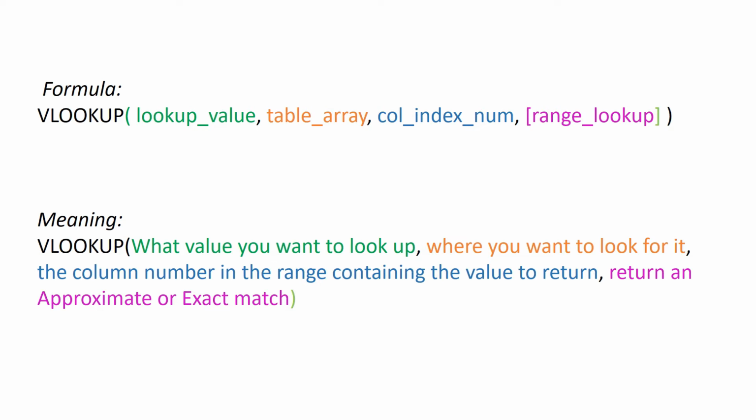The lookup value is the value you want to look for. The table array is where you want to look for the value. The column index number is the column number in the range containing the value you're looking for. And finally, range lookup is where you choose to either return an approximate or an exact match to the value.